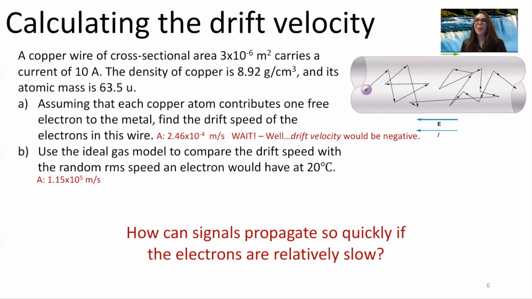Now I know that I'm not always careful about the difference between drift speed and drift velocity, but really the drift velocity is negative because it's opposite the direction of conventional current.